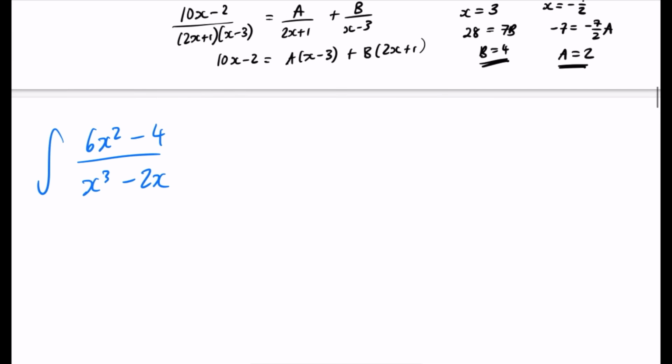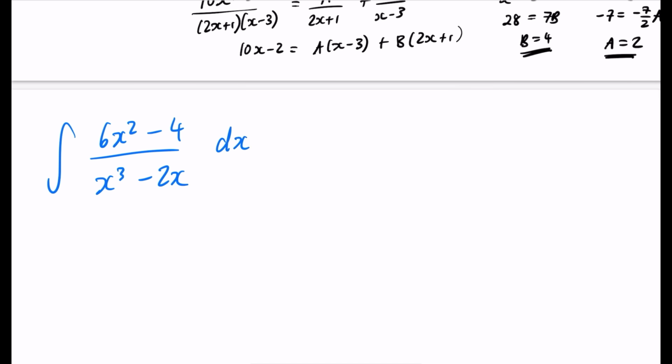Okay, now this is where you have to be really good at spotting this. It looks to me like the derivative of this is 3x squared minus 2. Let me just jot that down. 3x squared minus 2. Oh, look, this thing and this thing are related to each other. This is double the derivative of this.